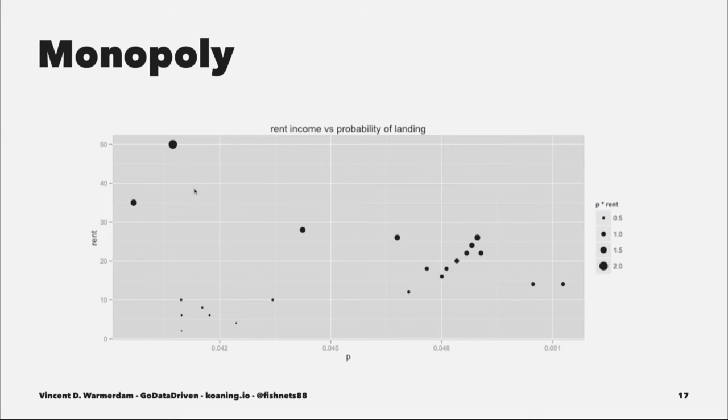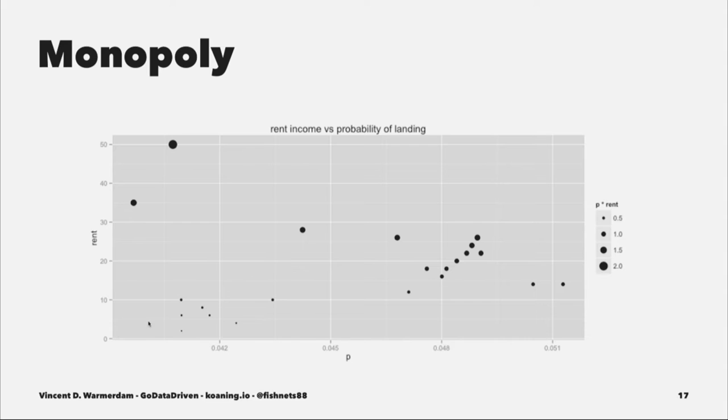So for every tile that you can buy, you'll see a point listed here. This is the probability that you will land on said tile, and this is the rent that you can charge if someone lands on the tile itself. The size of the point would be the expected value. So if the point is very big, that means on average, after every game, the tile will generate more revenue for you. And the thing that you immediately notice is, there seems to be sort of an efficient iso curve. Like everything on this imaginary line seems to be worthwhile.